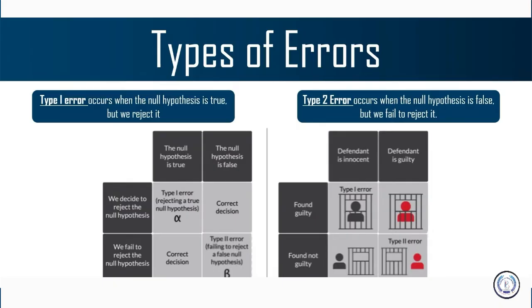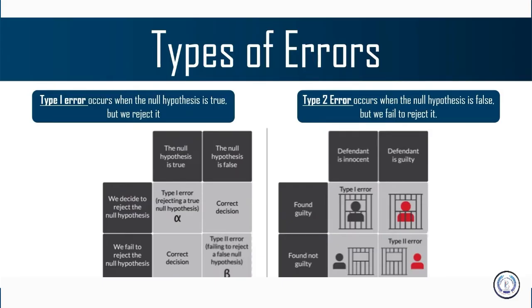Type 1 error is denoted by alpha, and type 2 error is denoted by beta. In the same criminal trial example, suppose the accused has actually done the crime. He is actually a criminal, but we don't have enough evidence to prove that he has done the crime. That will lead to type 2 error, because the criminal can go and do several other crimes, which can be harmful for the society. That is also a very grave situation.